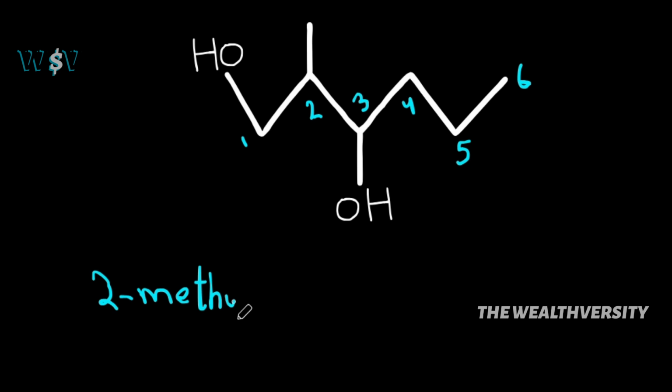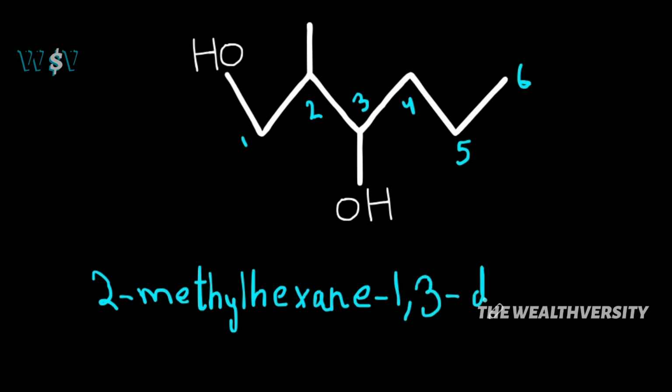The first thing we do is indicate where the methyl group is, so we write 2-methyl, then the parent chain, which is hexane. Since we have 2 hydroxyl groups, we keep the E. Next we indicate where both hydroxyl groups are. So 1 and 3, then we add a hyphen, then diol. So this compound is called 2-methylhexane-1,3-diol.